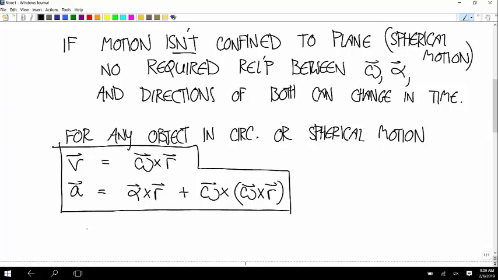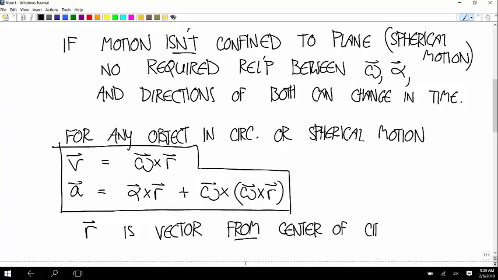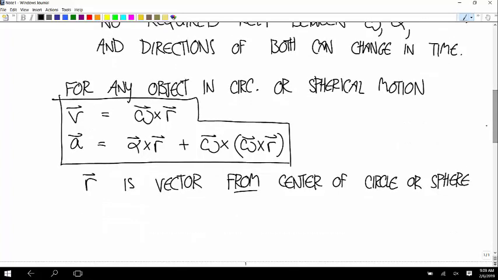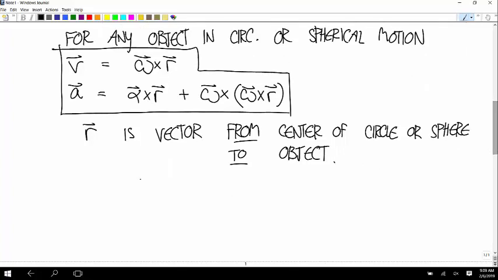This r vector, this is going to be on at least one quiz, probably multiple quizzes. This r vector is the vector from the center of the circle or sphere to the object. So if the thing's moving around a circular path like that, this is the object, and this is the r vector.